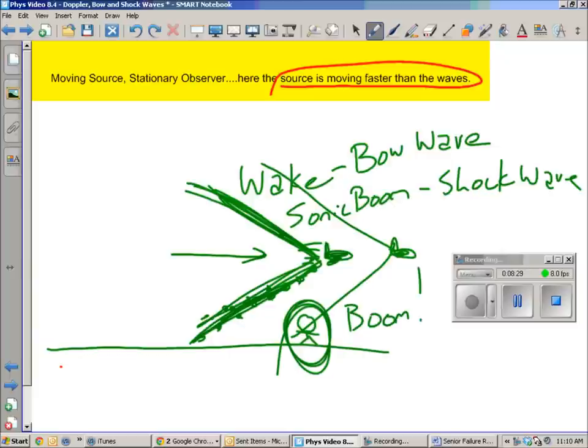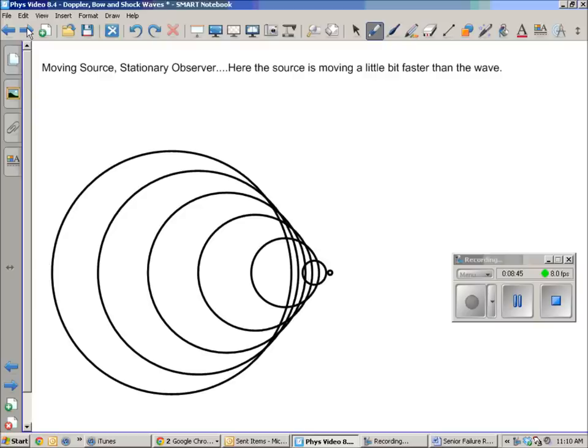Okay? So there's this misconception that the sonic boom only occurs at the instant the jet breaks the speed of sound, the instant the jet goes faster than sound. And that's true for the pilot, but for anybody outside of the jet, they hear the sonic boom when that shockwave hits them.